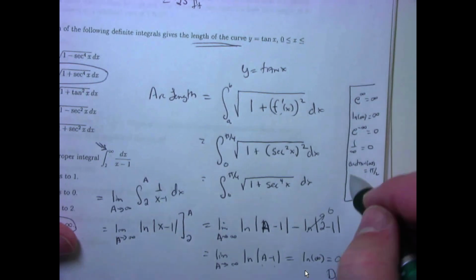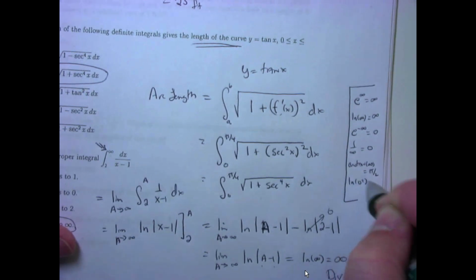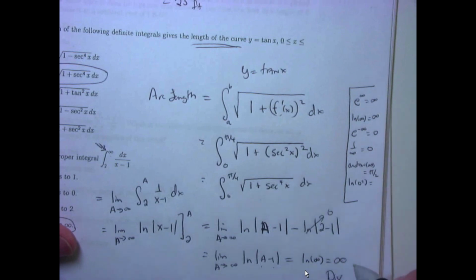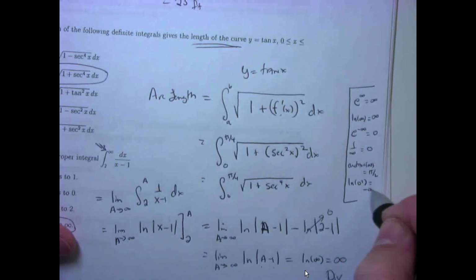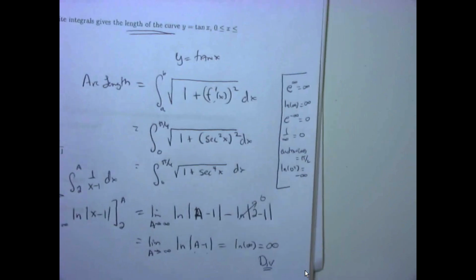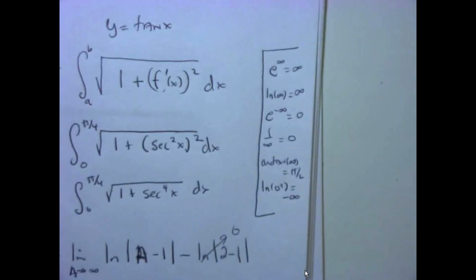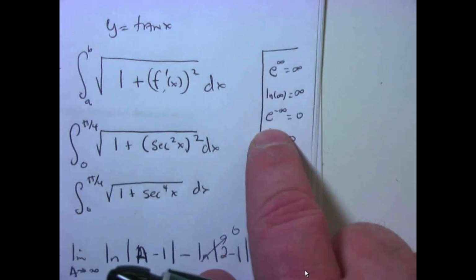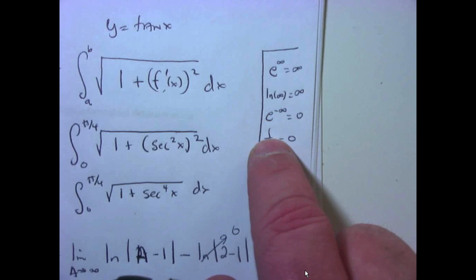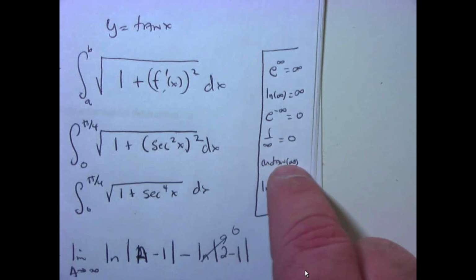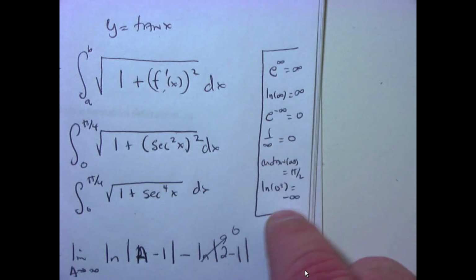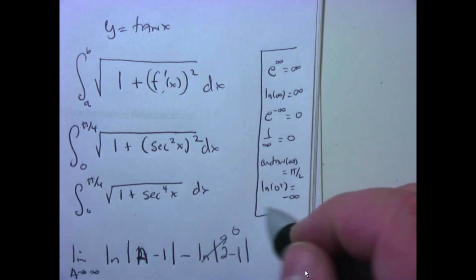Let's see here. What's another one? What's the natural log of 0 from the plus side? Negative infinity. These are all the old limit things from even from Calculus 1 that we're expecting you guys to know about. Okay? E to the infinity is infinity. Natural log of infinity is infinity. E to the negative infinity is 0. 1 over infinity is 0. Arctangent of infinity is pi halves. Natural log of 0 from the plus side is negative infinity.